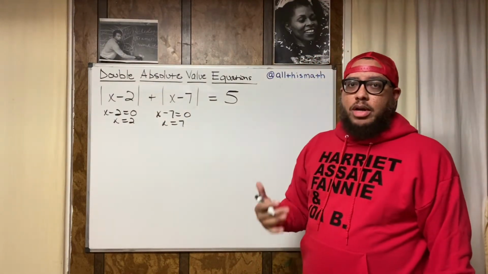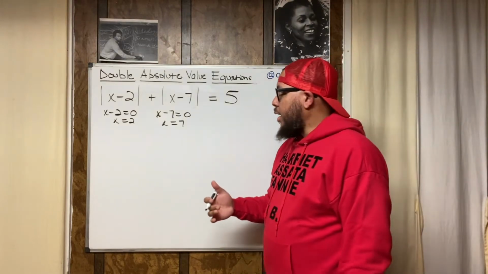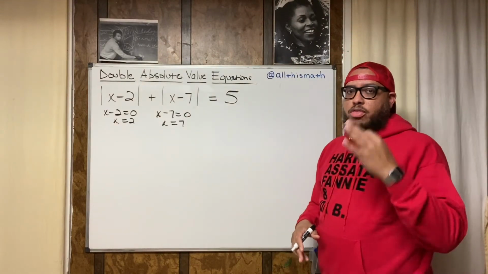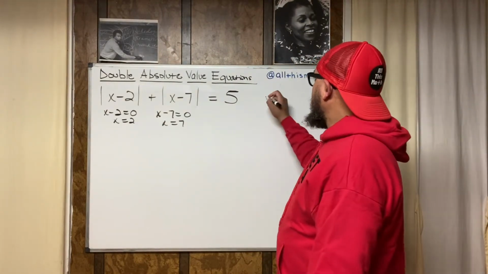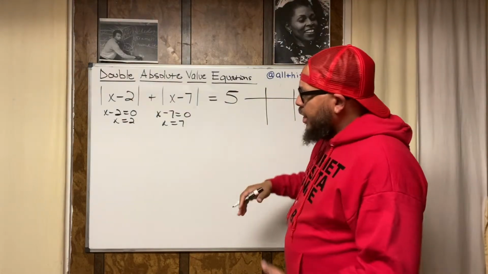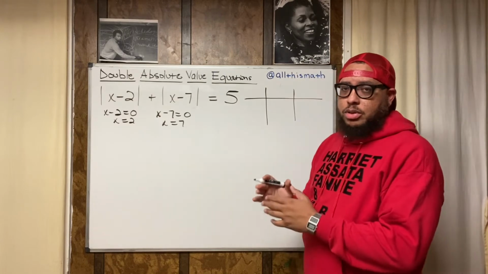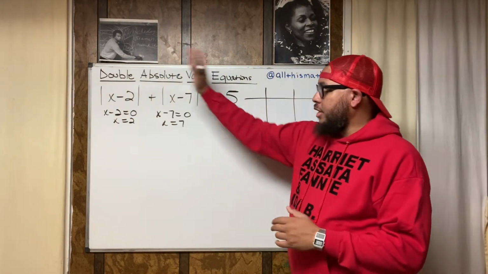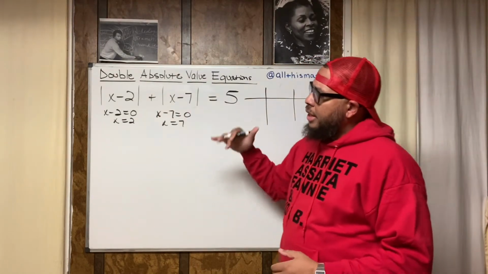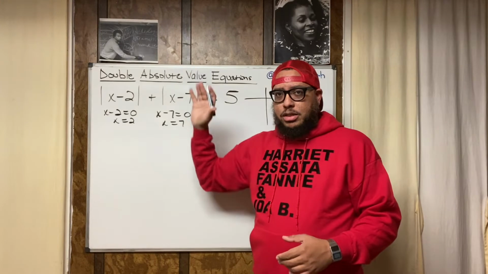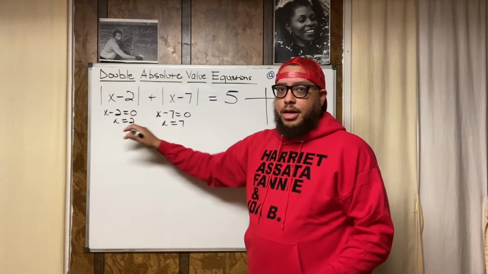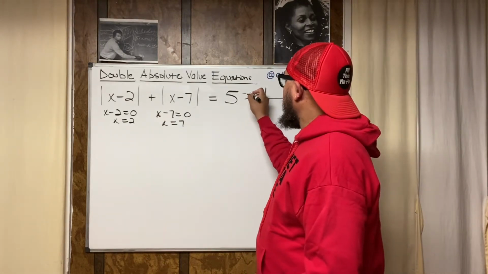Now we create our table. Because we have two absolute values, our table is going to have 3 intervals. So I'm going to do my little table up here. Again, this is based on the number line and the logic of the number line: negatives are to the left, positives are to the right. So your first interval, to the far left, is going to go from negative infinity to the smaller of the 2 points. So we're going from negative infinity to 2.